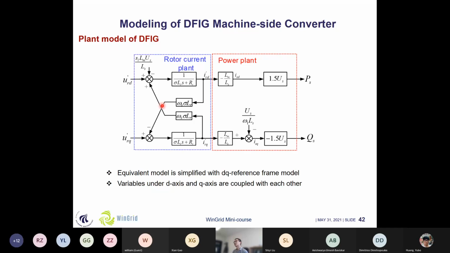So here is the control plant that is deduced from the previously mentioned equations. Here, if we consider the input is the load voltage and the output is the load current, this is the control plant for the load current. And similarly, if we know this load current, we can also deduce the active power and reactive power of the stator side by using some equations. And here, if we know these analytical equations in between, then we can calculate the plant of the active and reactive power.